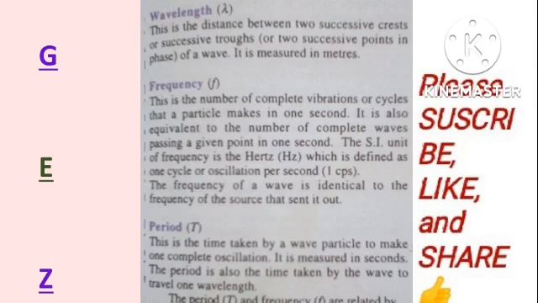Now let's talk about the wavelength. The wavelength is the distance between two successive crests or successive troughs, or two successive points in phase on a wave. It is measured in meters. Then let's talk about frequency. When we talked about simple harmonic motion in a previous episode, I described frequency as the number of complete oscillations or vibrations in 1 second. So that is the definition of frequency.